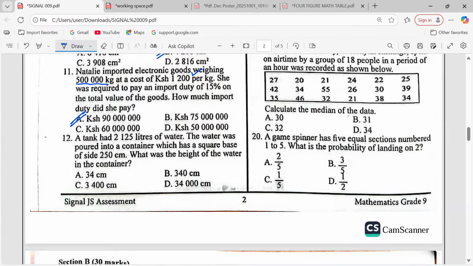Now, in number 12, a tank had 25 liters of water. Then the water was poured into a container which has a square base of side 250 centimeters. What was the height of water in the container? A very interesting question from measurement. It's good for you to know that measurement will be heavily evaluated. So kindly capitalize on measurement. Know every formula and how to interpret everything on measurement.